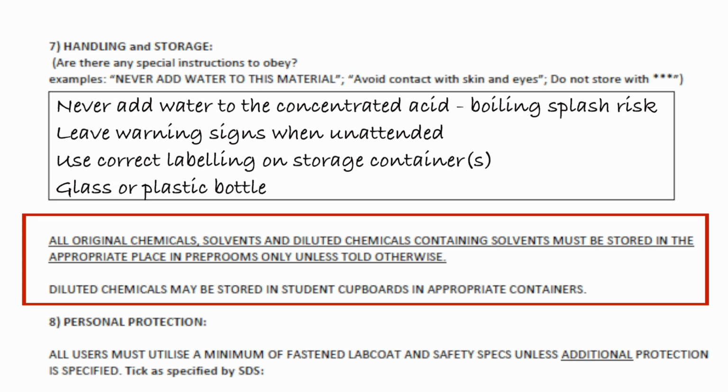It actually tells you here that all original chemicals, solvents and diluted chemicals containing solvents must be stored in the appropriate place. Solvents, for example, are very volatile. They need to go in a solvent bin that's flash proof. You can't just put a bottle of alcohol in the fridge because you get sparks in the fridge. It could ignite any fumes that are lingering there. Some chemicals have to go in a certain place. The data sheets will tell you.